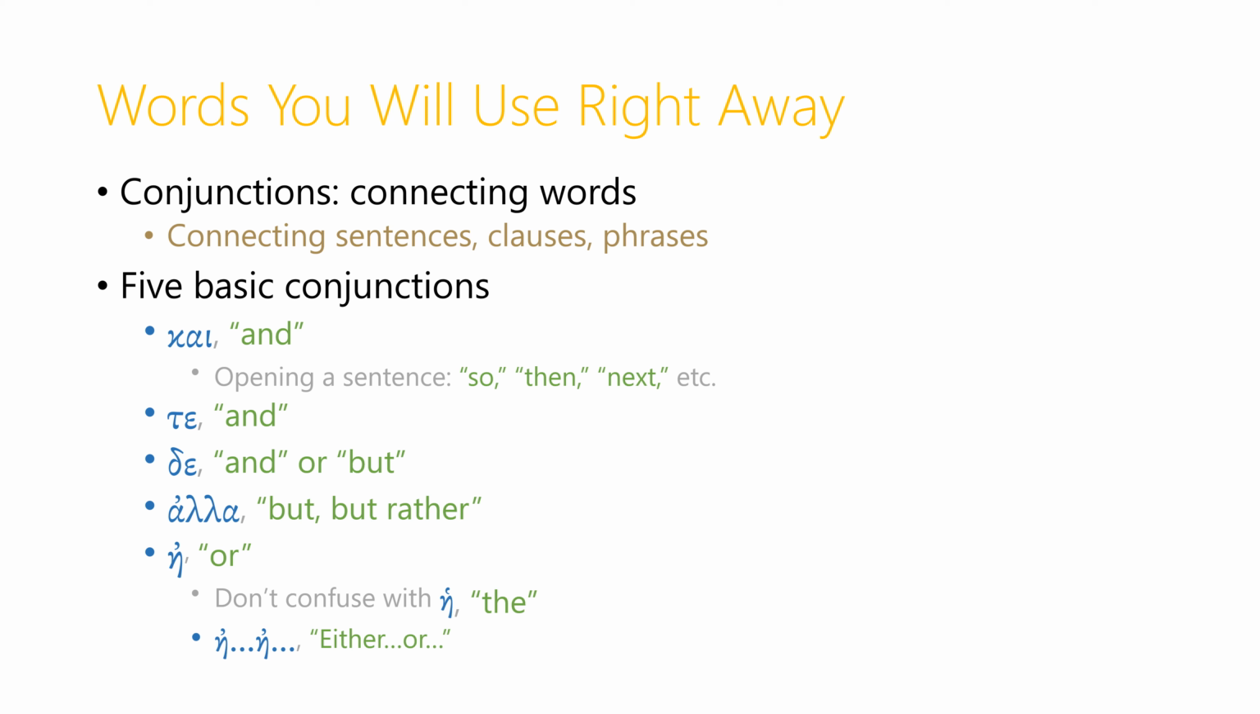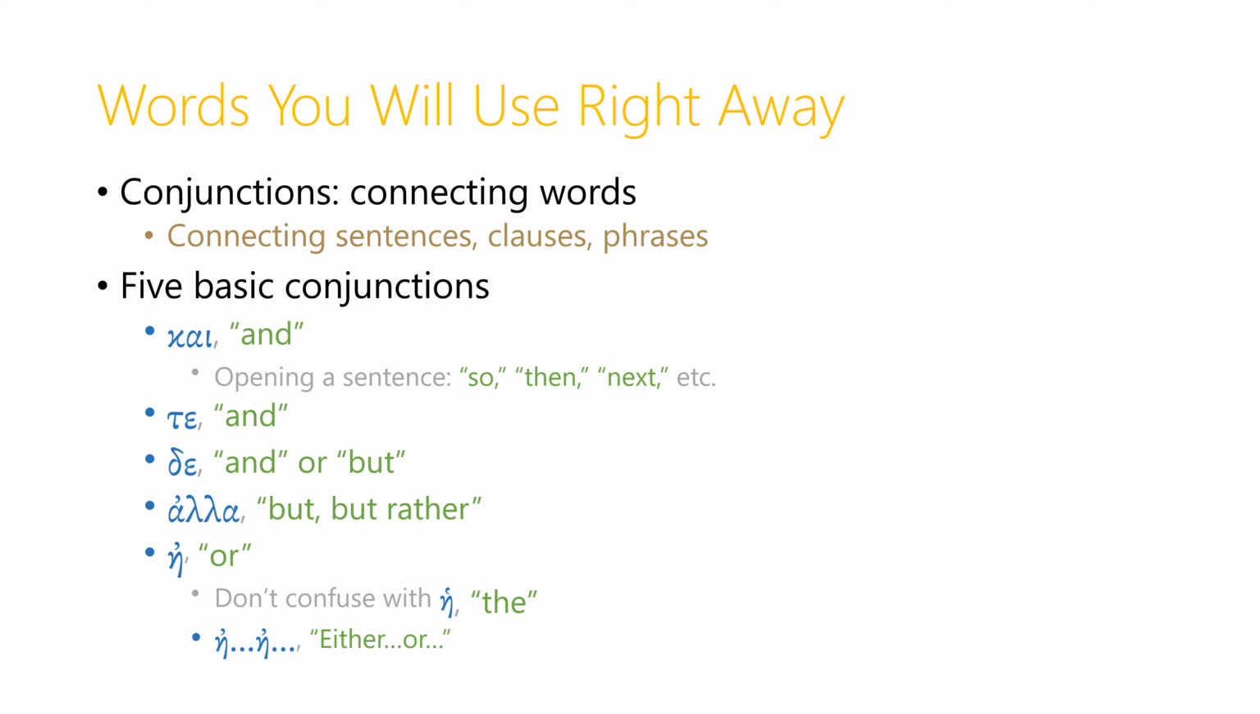The fourth conjunction here, though, alla, is quite different. This is a strong adversative conjunction, and it really means but, or but rather. It's saying, we've just stated one idea, but this second idea is true, even though it seems to oppose or conflict with the idea that we just stated. So kai, te, and de, very weak connectors. Alla, on the other hand, a very strong adversative connector.